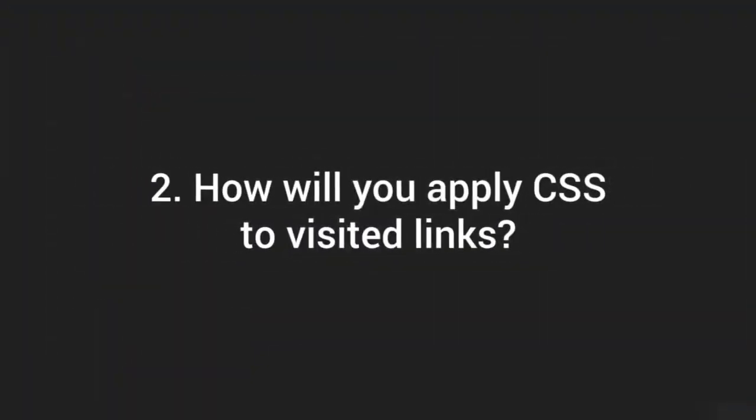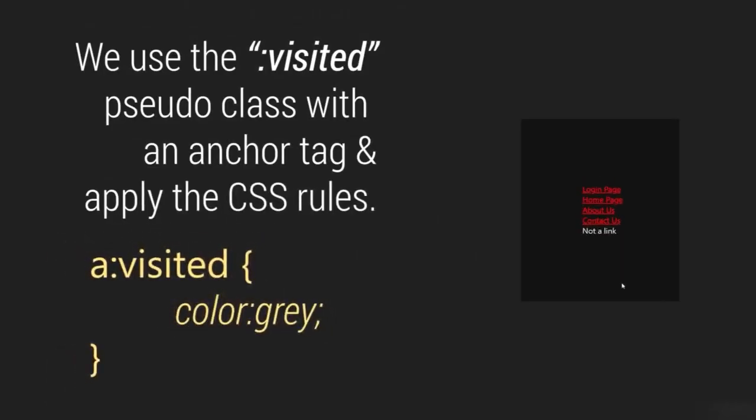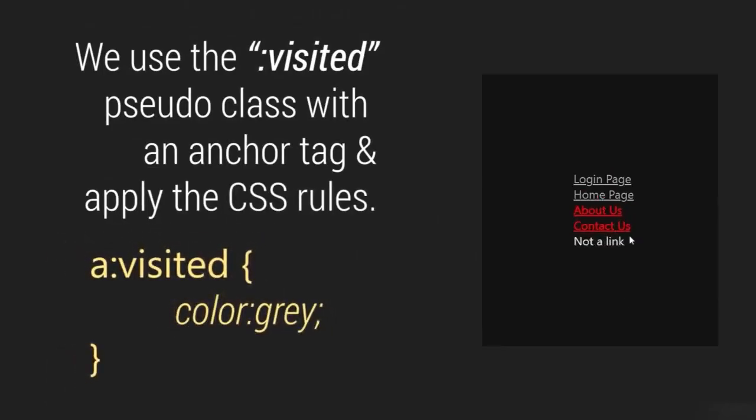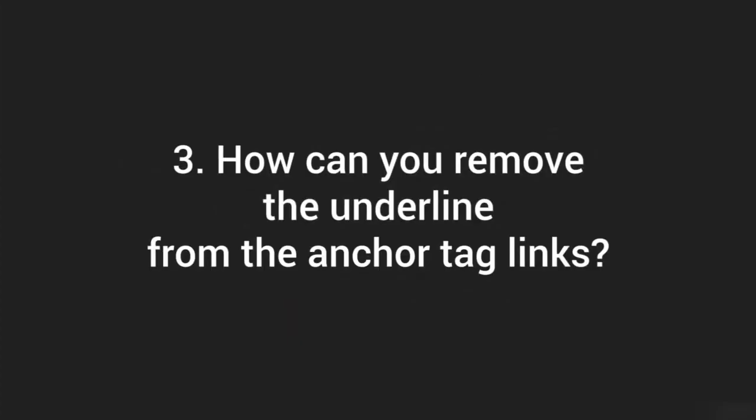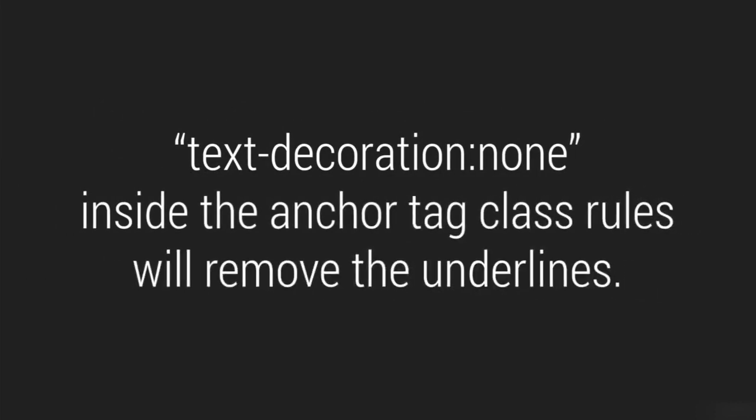The second question is, how will you apply CSS to visited links? Well, we use the :visited, that is the visited pseudo class, with an anchor tag and apply the CSS rules. So once a link is visited, whatever you have configured with the visited pseudo class, that will be applied. The third question is, how can you remove the underline from anchor tag links? Well, it's very simple. You just have to use text-decoration: none. That is, you assign none to text-decoration, and that will remove the underlines of anchor tag.